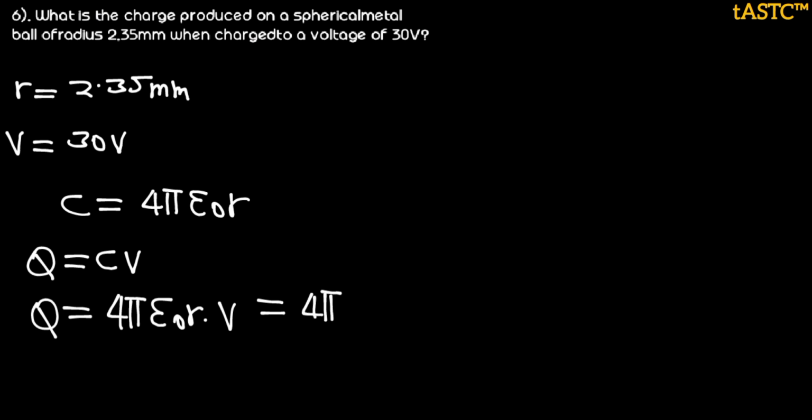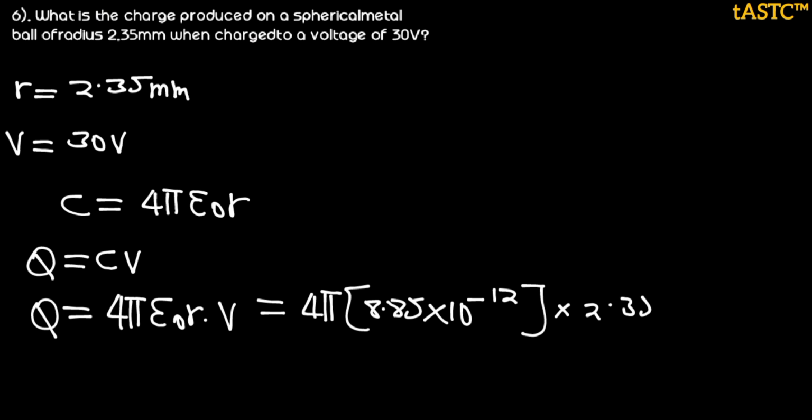So this is 4 pi E naught, which we already know is 8.85 multiplied by 10 to the negative 12. And this will be multiplied by R. Now R is the radius, so that will be 2.35. This is going to be multiplied by the voltage. Voltage is 30.